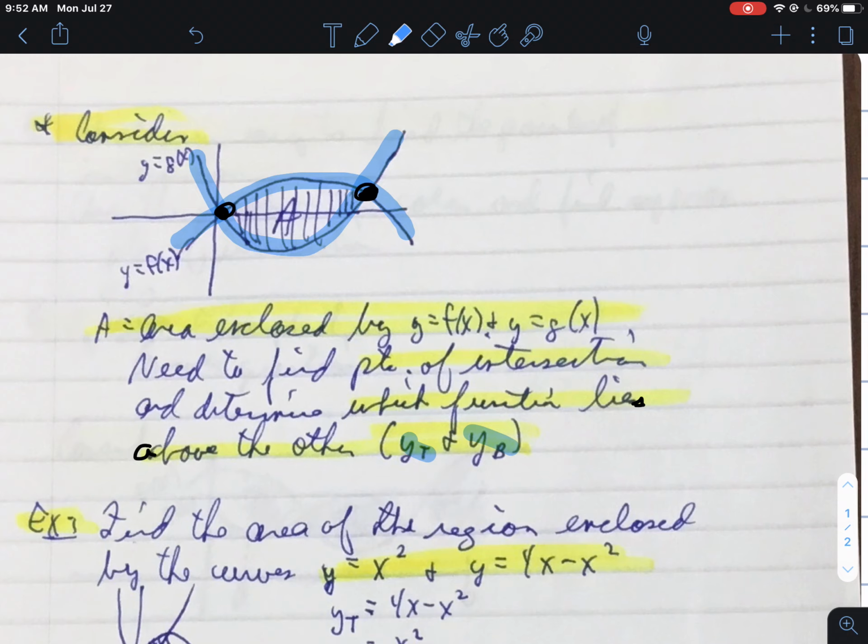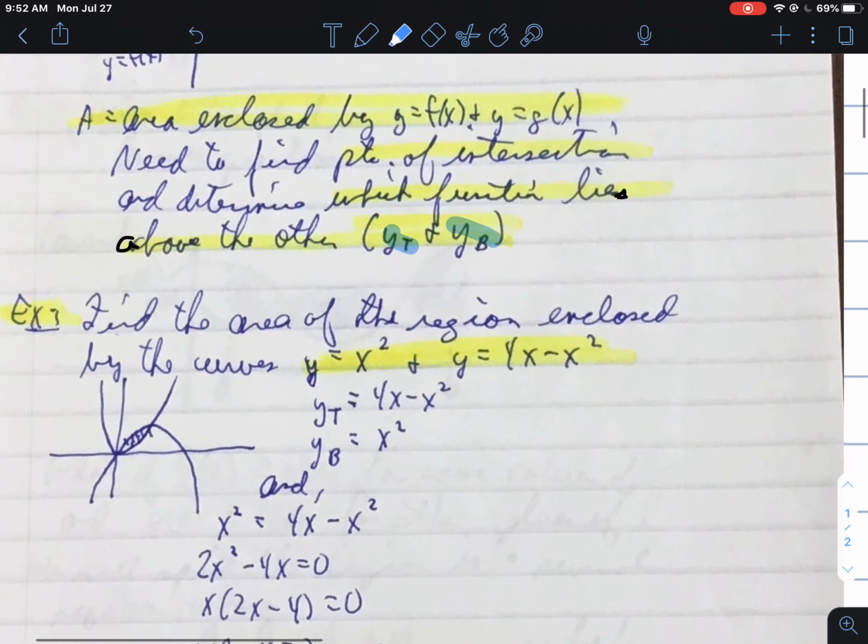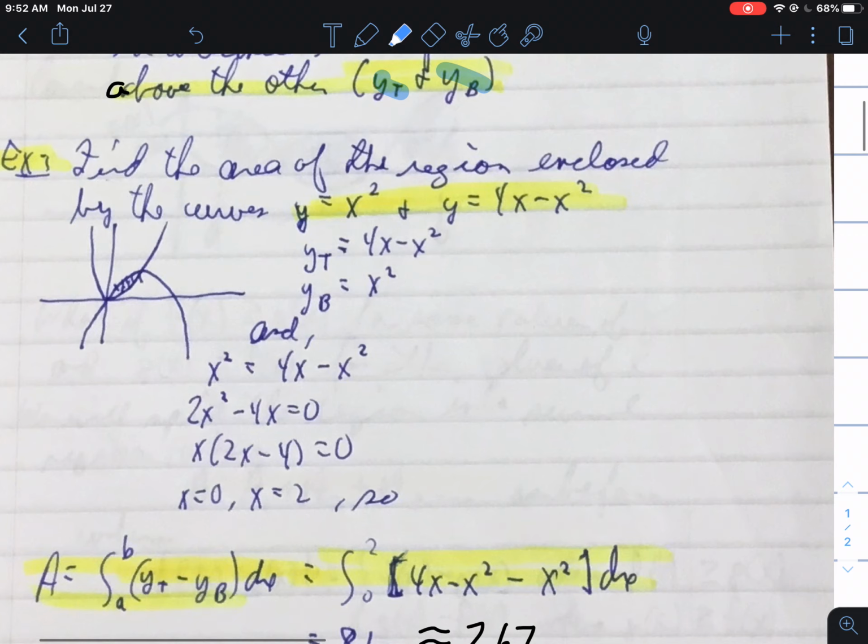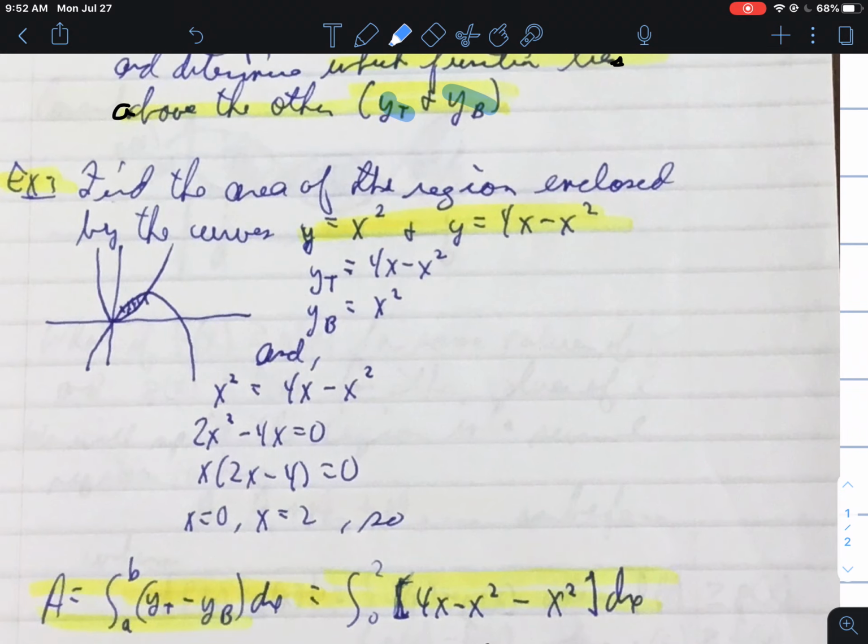So for example, let's find the area of the region enclosed by the curves y equals x squared and y equals 4x minus x squared. And I'm going to go ahead and graph them. And you know enough, I think, about those two curves without even necessarily having to graph them to know which one is which. You know what the graph of x squared looks like. That's our basic parabola, this guy. And then the other one we know is a parabola that opens down, 4x minus x squared.